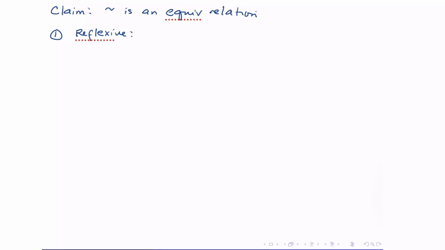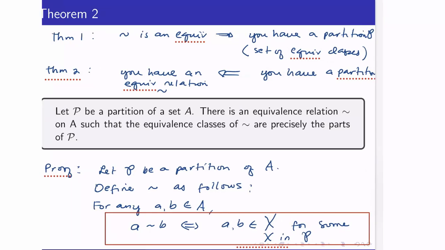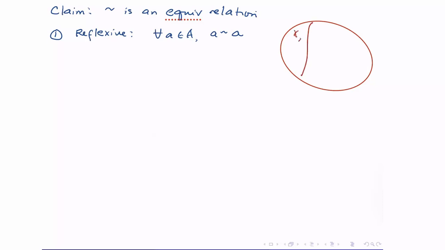We want to show that for any a in A, a is related to itself. What does it mean for a to be related to itself? Let's look at the definition again. For you to be related, you have to be inside a set in the partition. So just to give you an idea what is happening here, let's draw a visualization. Let's say that this is x1, x2, x3. All the elements here in x1, I will now say that I have defined this relation so that all of these elements will be related. I will not make use of the word equivalent because we haven't shown that it is really an equivalence relation. All the elements in x3 will be related.